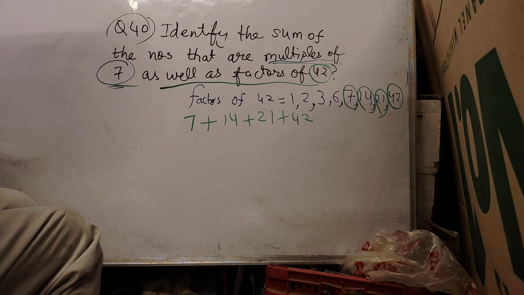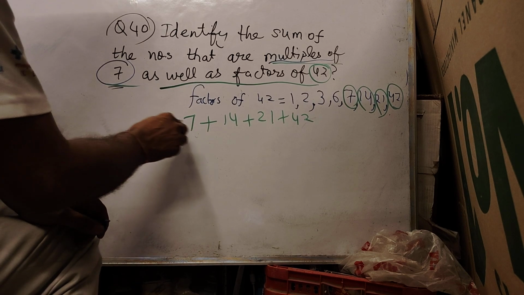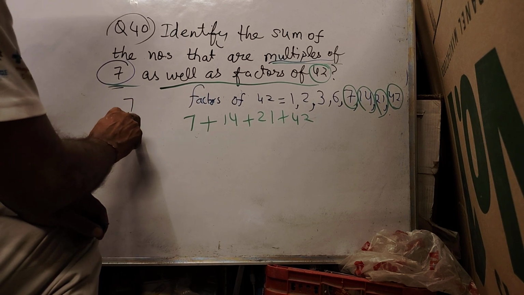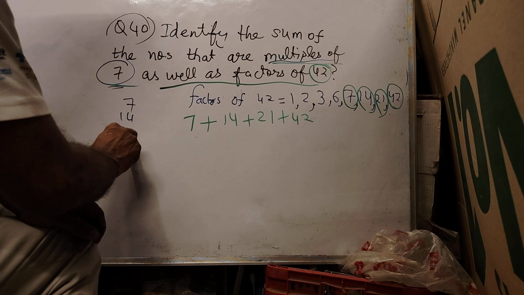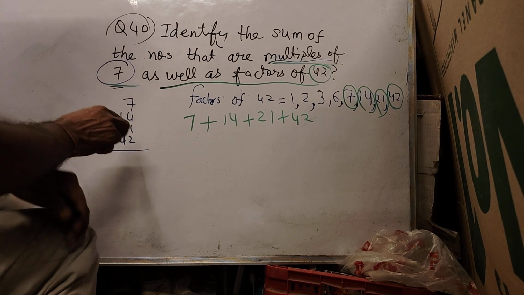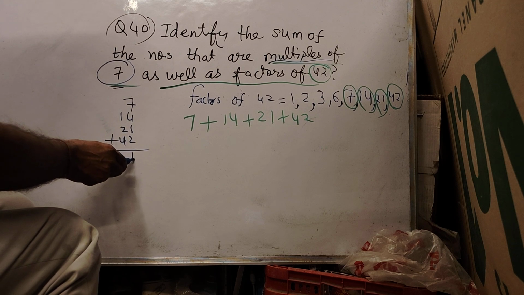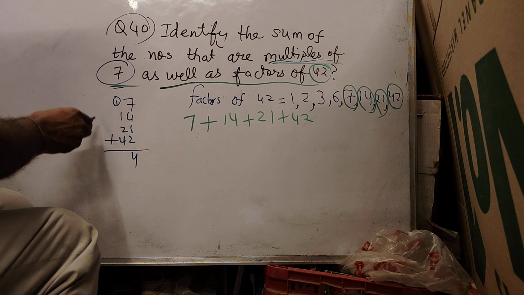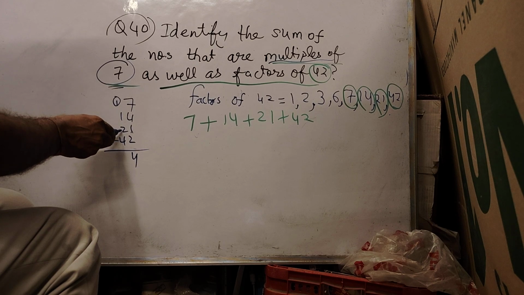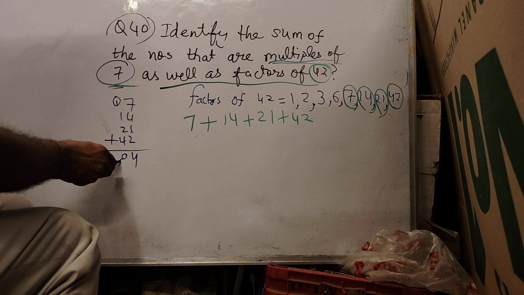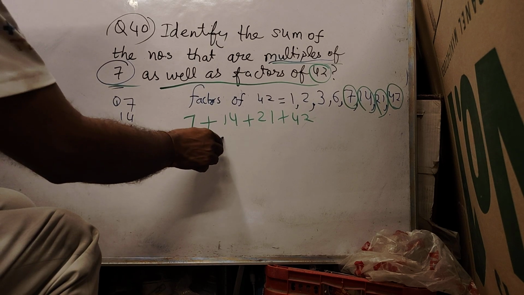So we can find the sum. We can write in the column method and find the sum. Sum means total. So from the right side we start: 7 plus 4 is 11, plus 1 is 12, plus 2 is 14, and 1 carry. So 1 plus 1 is 2, plus 2 is 4, 4 plus 4 is 8. So 84 is the correct answer.